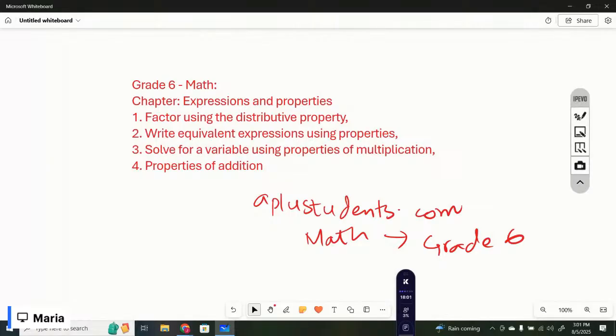We're going to start with the chapter expressions and properties. The lessons we're going to cover today are factor using the distributive property, write equivalent expressions using properties, solve for a variable using properties of multiplication, and then properties of addition. So please make sure you have your notebook and pencil so that you can note down the important examples and definitions as well.